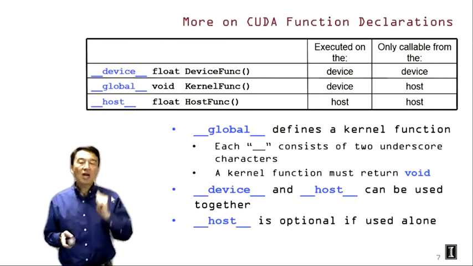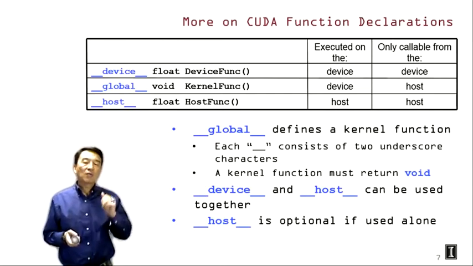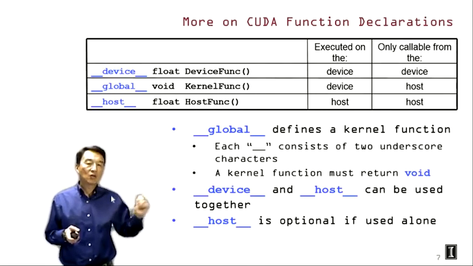The third type is the host function. It can be optionally preceded by __host__. These kinds of functions are just the traditional C functions that will be executed on the host and can only be called from the host.